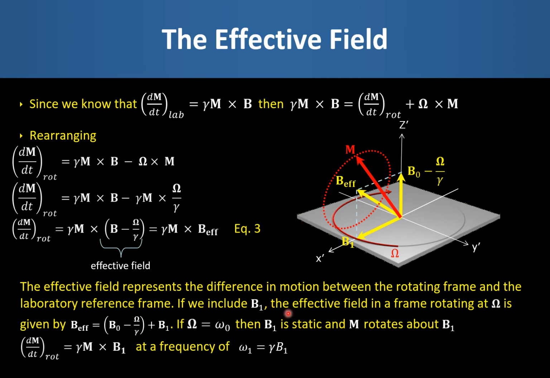If we now introduce an RF pulse to create a rotating field along the x-axis, then that adds to the effective field, and we can see that if omega equals the Larmor frequency, then B1 is static and the net magnetization rotates about the x-axis at a rate equal to gamma times B1. Using the left-hand rule, with your thumb pointing along the x-axis, you can see that the rotation is clockwise about B1. By changing the phase of B1, it's possible to get the magnetization to rotate about any desired axis.